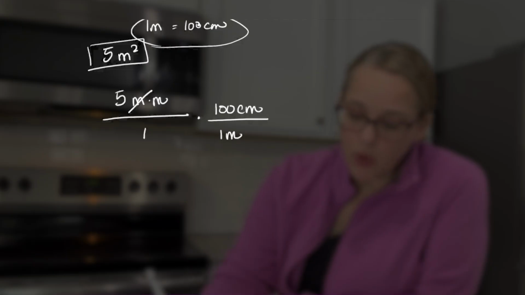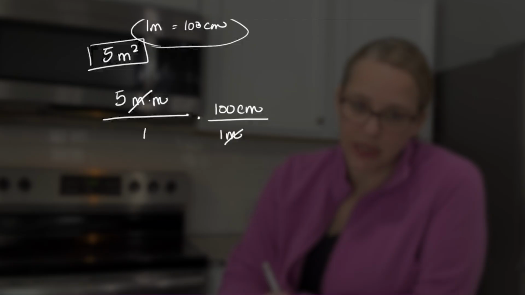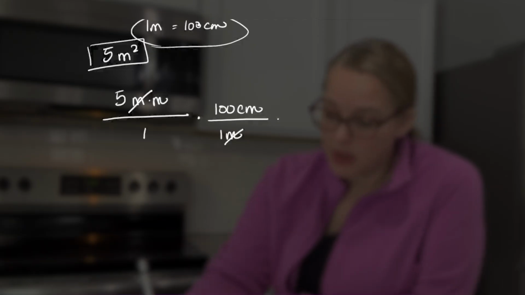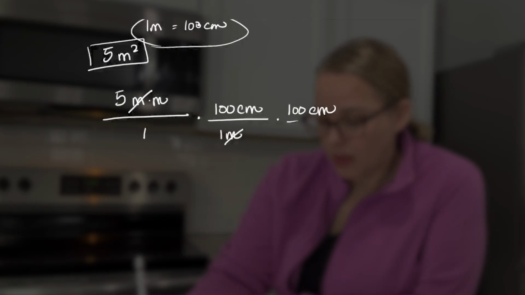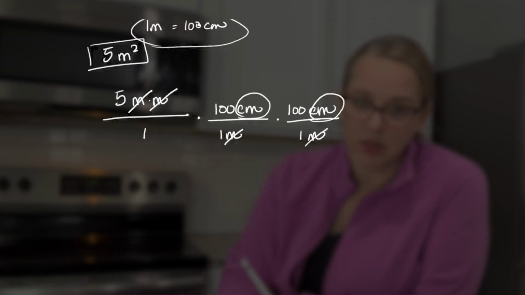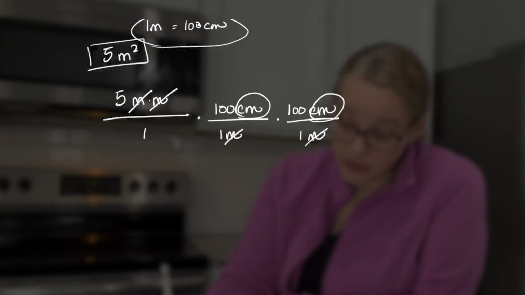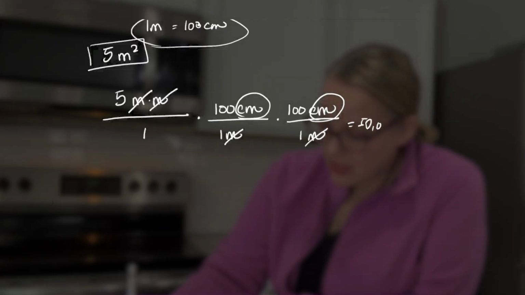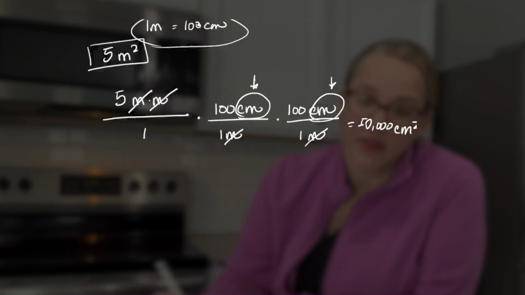Now I can cross out one of these meters, right? I can't cross out both because I don't have 2 on the bottom to cross out, but I can just do it again. So now I do the same one again, 100 centimeters over 1 meter. And now I can cross out my other meter. Now I have centimeters times centimeters, which is what I want, right? So 5 times 100 is 500, times 100 is 50,000. So I have 50,000 centimeters squared because I multiplied my two labels on the top together.